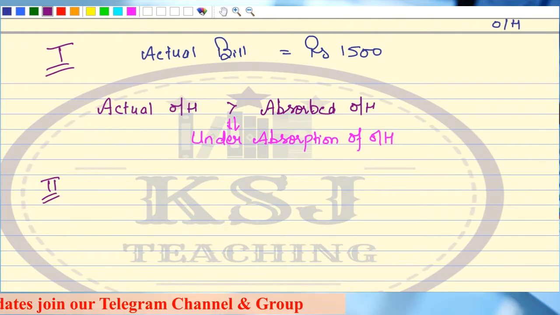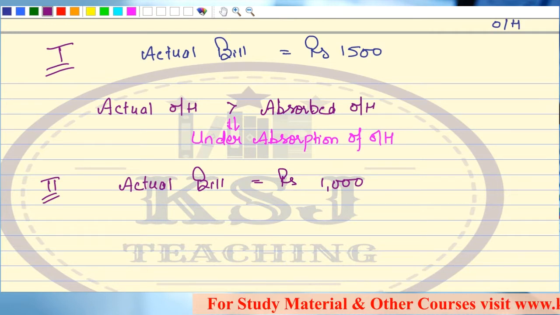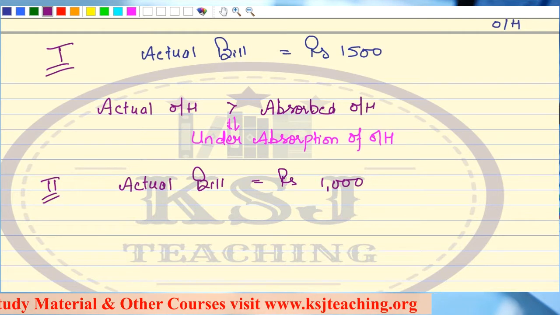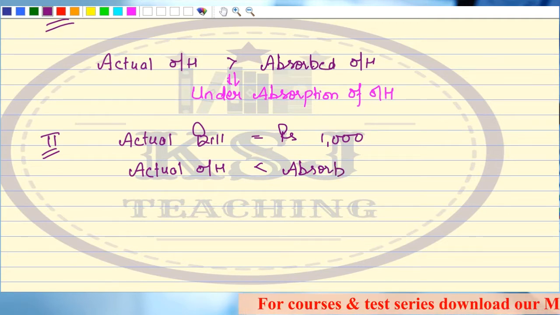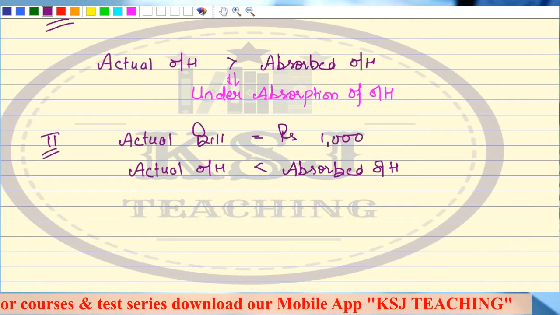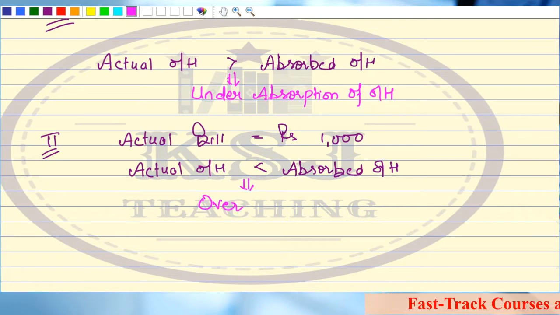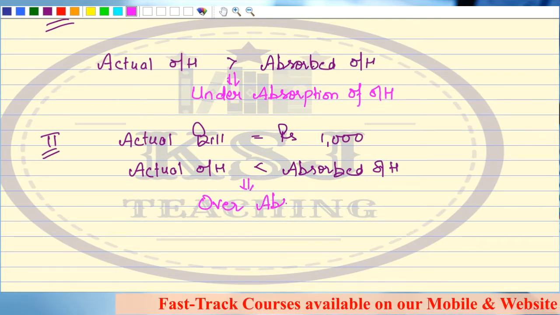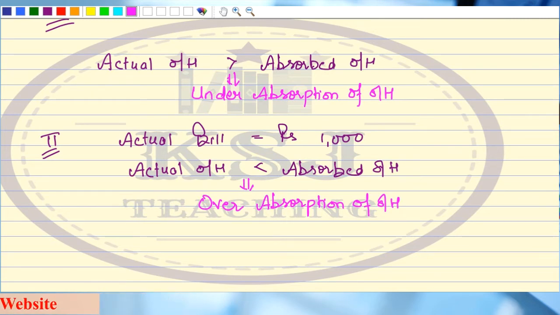Let's take the second scenario. In the second scenario, the actual bill is, say, 1000 rupees. Now, what is happening? Sir, we are very happy. The actual bill came out to be 1000 rupees. That means your actual overheads are less than absorbed overheads. On the basis of past experiences, you absorbed that it will be a 1250 bill, but the actual bill was 1000 rupees. So you have extra money over and above the bill. This is over absorption of overheads.